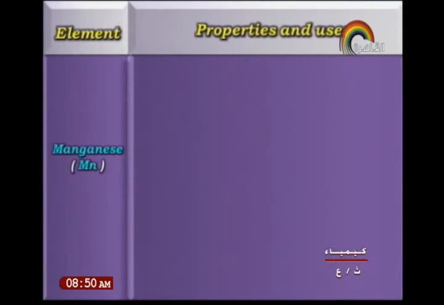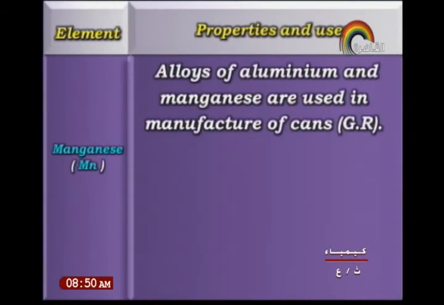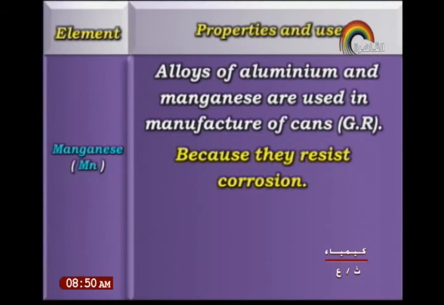Also, alloys of aluminum and manganese are used in the manufacture of cans. The reason for that is because they resist corrosion. Now, my dear student, we took 3 types of alloys used with aluminum: alloys with scandium for use in manufacture of MiG fighter jets, alloys of aluminum with titanium in the space shuttle, and alloys of aluminum and manganese that are used in manufacture of cans. So you have to keep them hard.